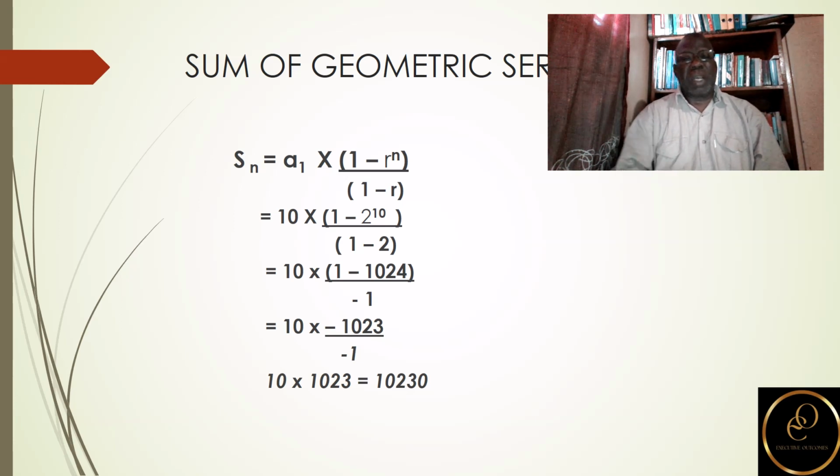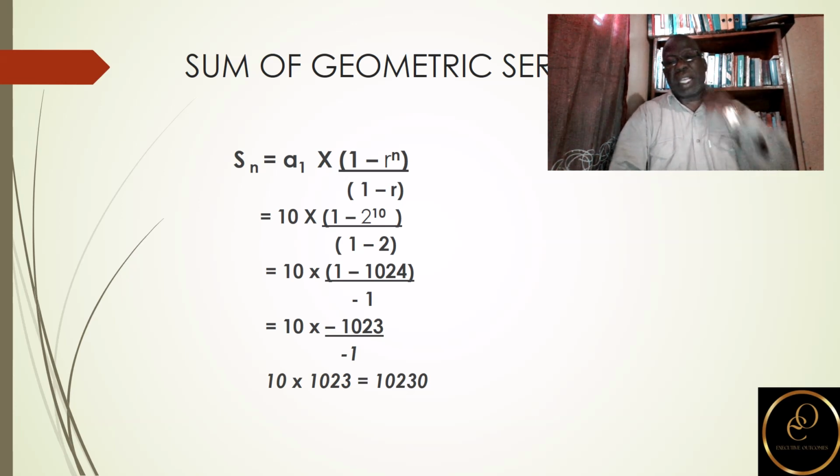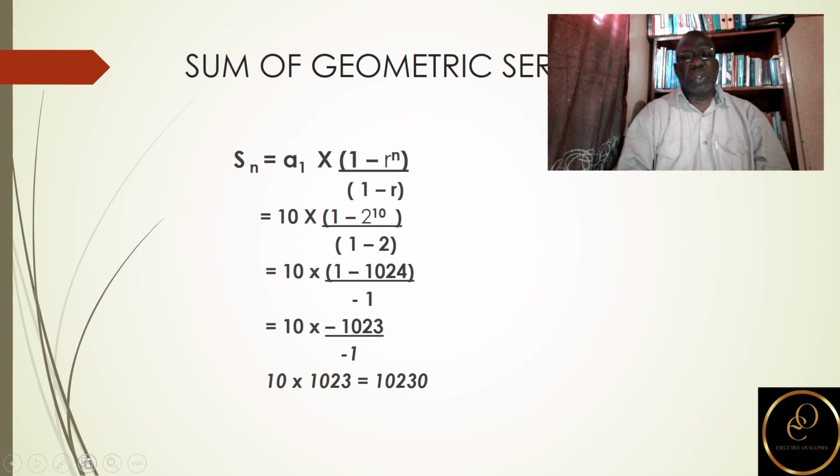So we are going to end up having 10 times, if you raise 2 to the power 10, it will give you 1024. Subtracted from 1, it will give you negative 1023, and the denominator is negative 1, as subtracting 2 from 1 gives you negative 1. So we end up having negative 1023 divided by negative 1, which is positive 1023. Then multiplied by 10, it will give you 10,230 as the sum of the first 10 terms in the series.